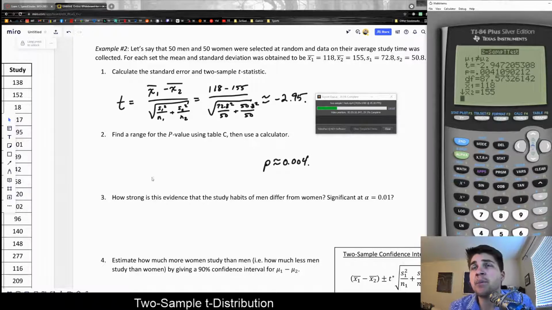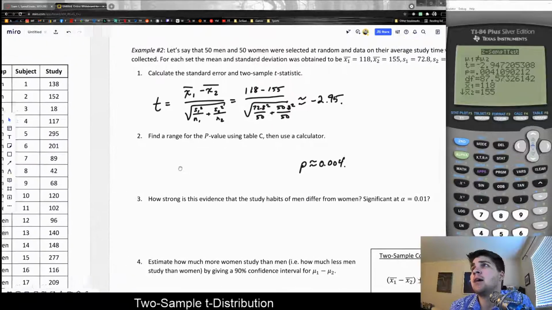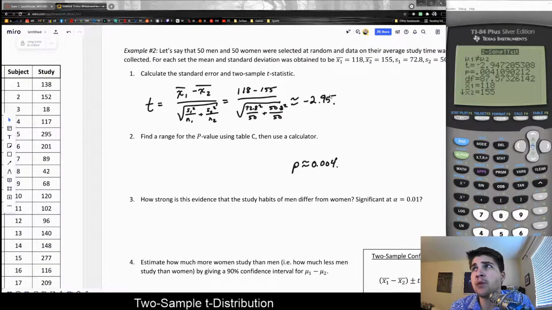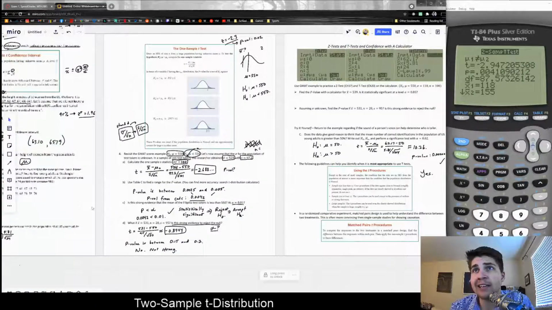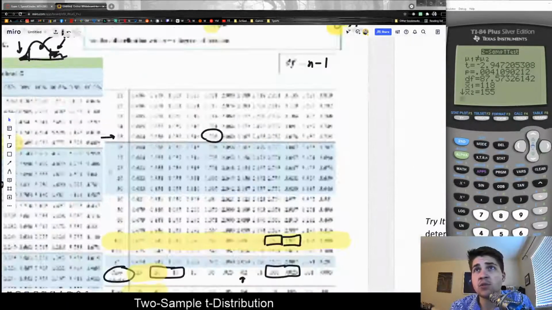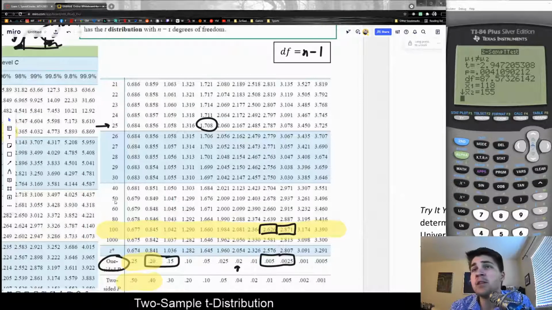And if we were to look it up in table C, then we are looking for 2.95. And remember, degrees of freedom is 1 less than the minimum. Since they're both 50, the degrees of freedom would just be 49. So we'd go to row 49, which there is no such row. So we go to the closest row, which is 50, and we'd be looking for 2.94.